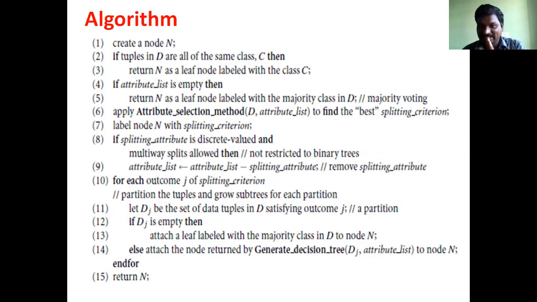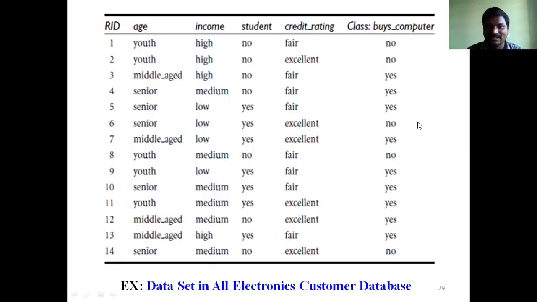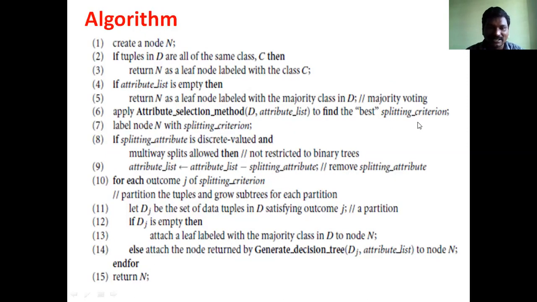It is to find the best splitting criteria. By intuition I might take age first, but that is not correct. You will take the attribute selection measure, by taking information gain, highest information gain, lowest information gain, to find the best splitting criteria. To find the best splitting criteria, you are taking the attribute list. Label N with the splitting criteria. Here the splitting attribute is a discrete value.